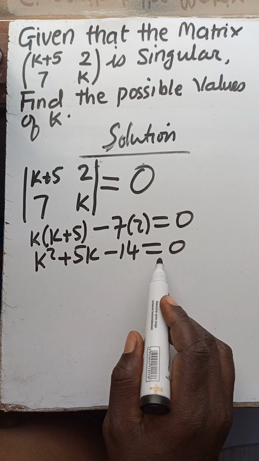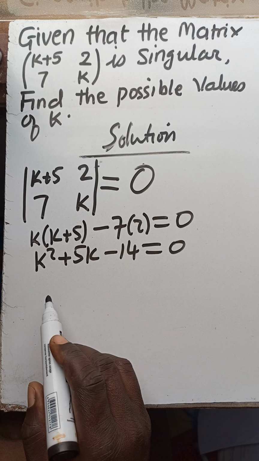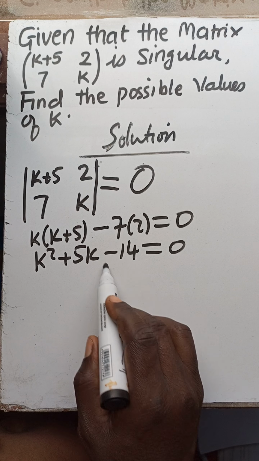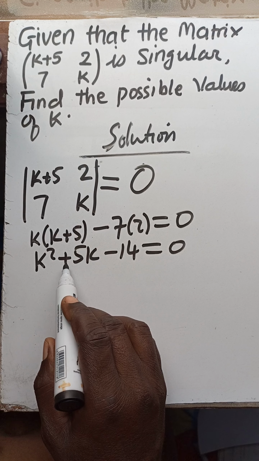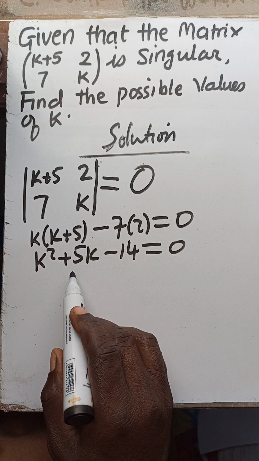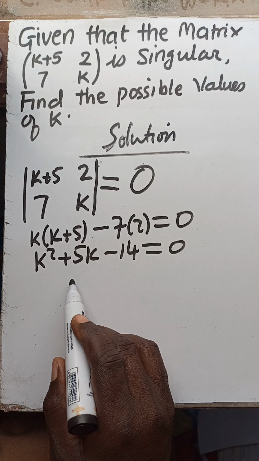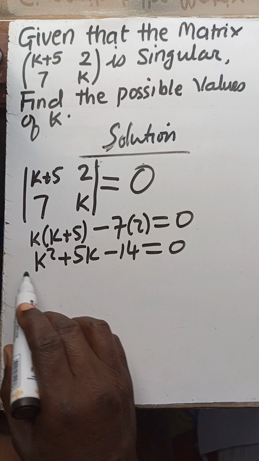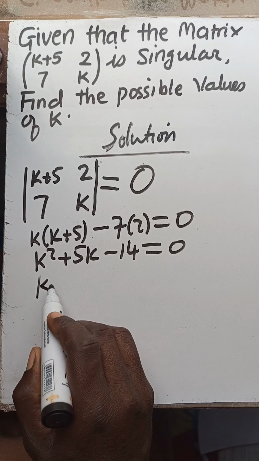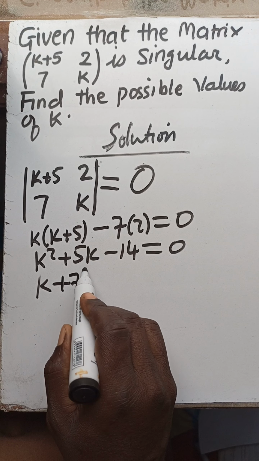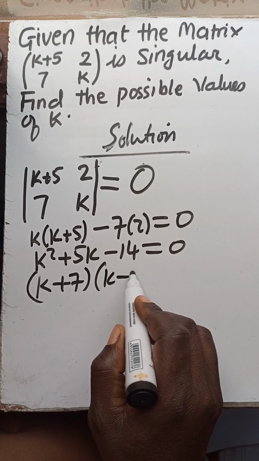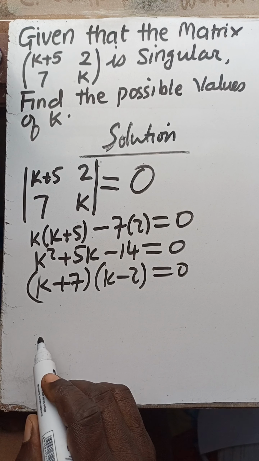So we have to solve this quadratic. Using the factorization method, we look for two factors of negative 14 whose sum is positive 5. The only two factors will be positive 7 and negative 2. And so this expression factorizes to k plus 7, k minus 2 is equal to 0.